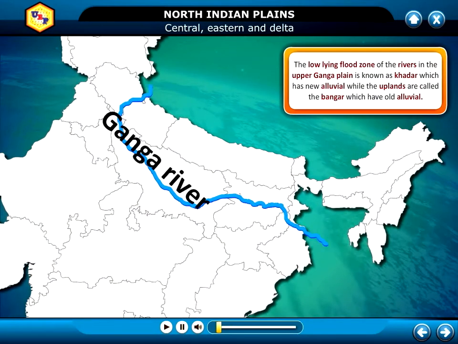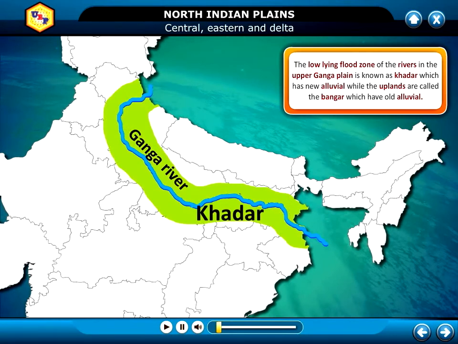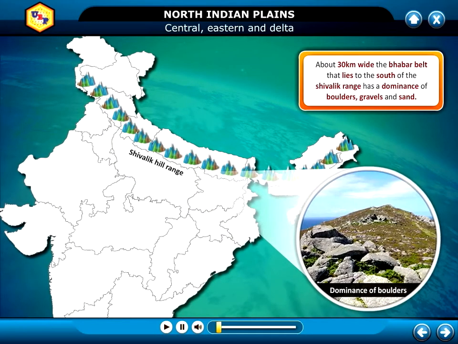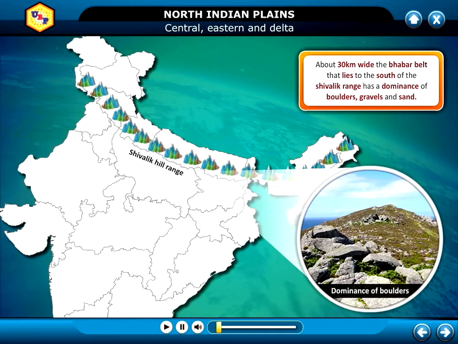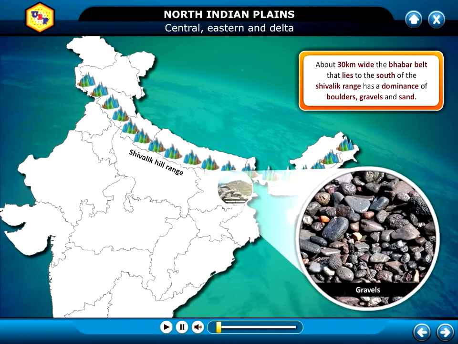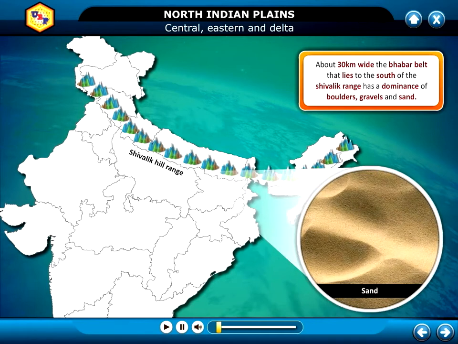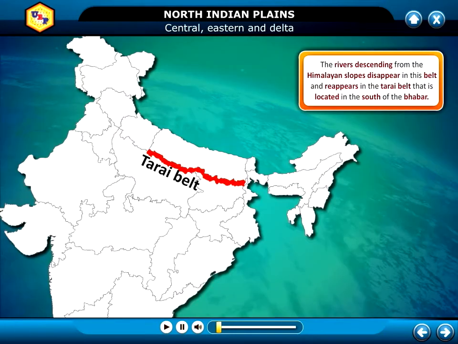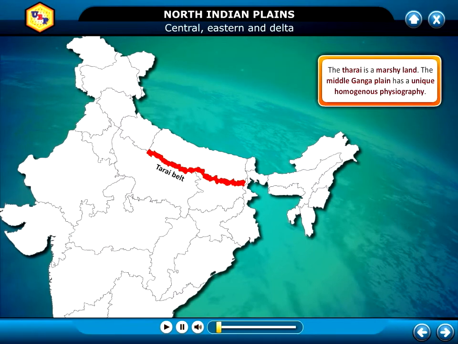The low-lying flood zone of the rivers in the upper Ganga plain is known as Khadar, which has new alluvial, while the uplands are called the Bangar, which have old alluvial. About 30 km wide, the Bhabar belt that lies to the south of the Shivalik range has a dominance of boulders, gravels and sand. The rivers descending from the Himalayan slopes disappear in this belt and reappear in the Tarai belt that is located in the south of the Bhabar. The Tarai is a marshy land.